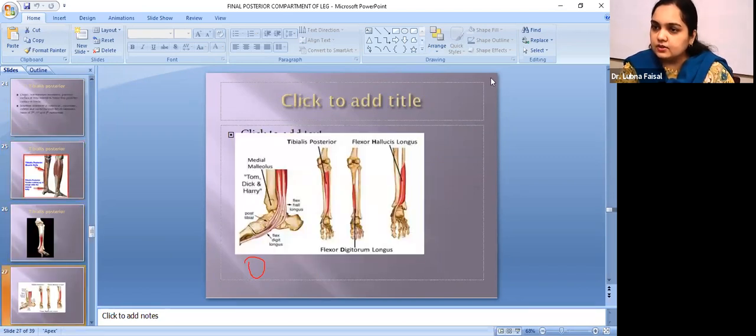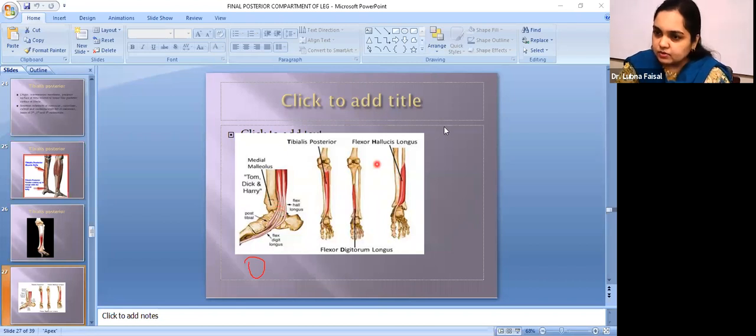This is a slide showing the flexor digitorum longus. Here the retinaculum is present, which I told you about. The attachment of the retinaculum extends from the medial malleolus to the calcaneum to hold these tendons. This retinaculum is termed the flexor retinaculum. It is simply a continuation of the lower end of the transverse intermuscular septum that is present between the superficial and the deep subcompartments of the posterior compartment of the leg.